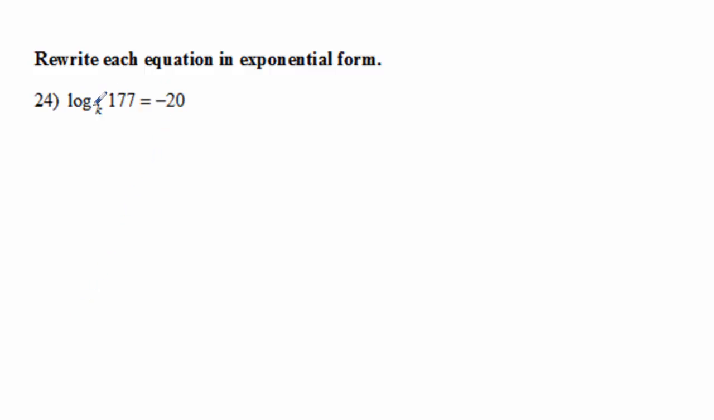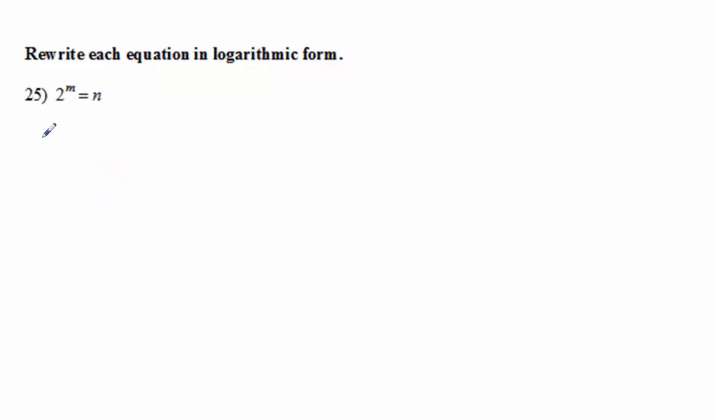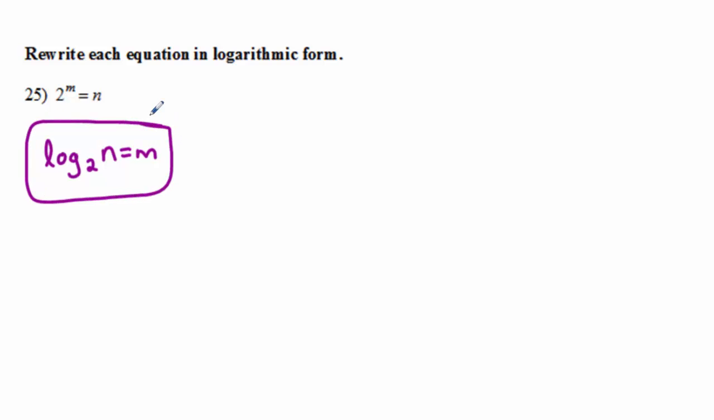These last two are where we're just rearranging, so I would rewrite this without the log by writing the base, going around, and 20 is our exponent, and it equals 177. Oh, that's a negative 20. I didn't mean to leave the negative off. K to the negative 20 equals 177. Now, this one, I want to put the logarithm back in, so it's a base of 2 of n equals my exponent, which is m. So that's my answer.